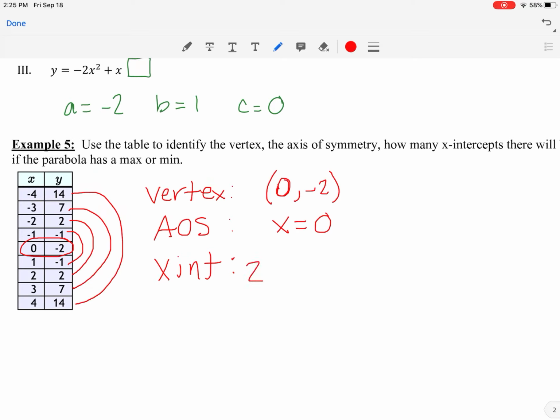And then since we know it goes from higher down to lower, so our vertex is the lowest in the middle, we know that we are going to have a minimum because it's at the lowest value instead of at the highest.